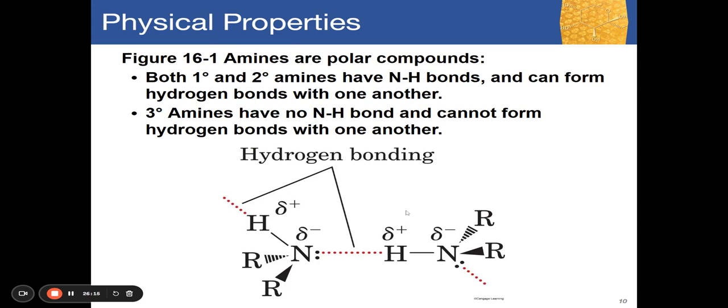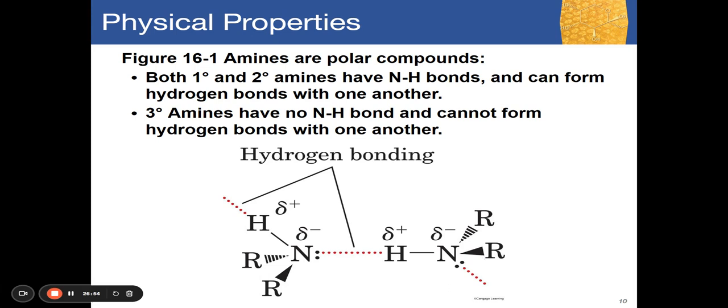Amines are polar compounds. Why polar? Guys, as you may see, there are a lot of hydrogens attached to the nitrogen. So it can mix with water because both are polar, right? Both primary and secondary amines have NH and can form hydrogen bonds with each other. That means primary and secondary amines can also bond to water. Meanwhile, tertiary amines have no NH bond and cannot form hydrogen bonds with one another. The hydrogens are boxed out by the groups attached to the nitrogen of the tertiary amine, so it can no longer form another nitrogen-to-hydrogen bond.